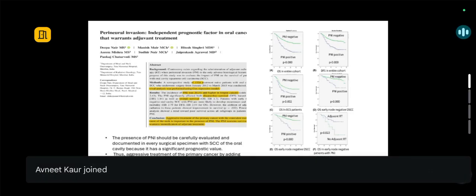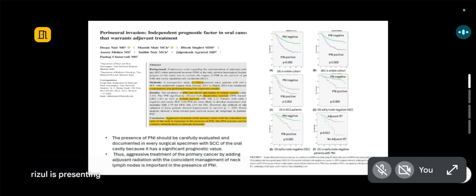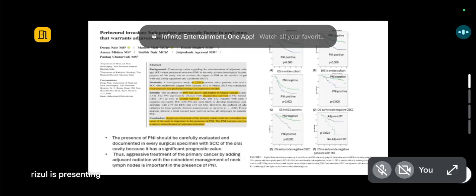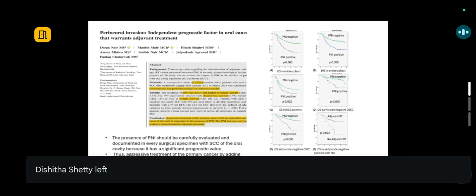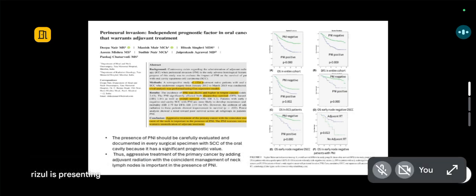So basically the aggressive treatment of the primary cancers will coincidentally require neck dissection also, specifically if there is involvement of perineural invasion, because PNI will worsen the survival ratio and will prompt towards adjuvant treatment. So presence of PNI should be very carefully evaluated and documented in every surgical specimen with SCC of the oral cavity, because it has a significant prognostic value.